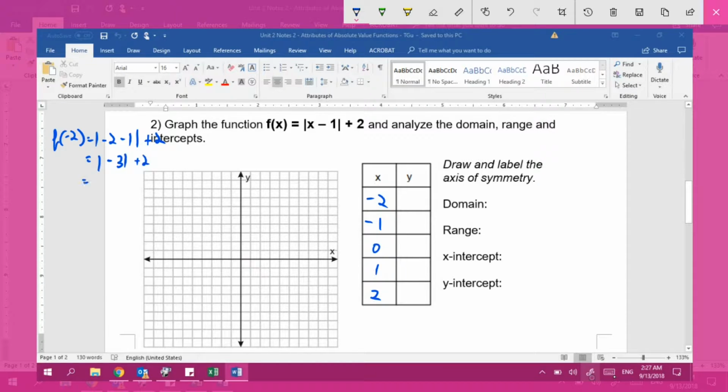What's the absolute value of negative 3? Positive 3 plus 2. That's going to be 5. So at negative 2, we've got 5. Okay, let's go to the next one then.